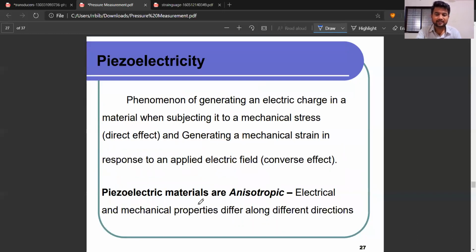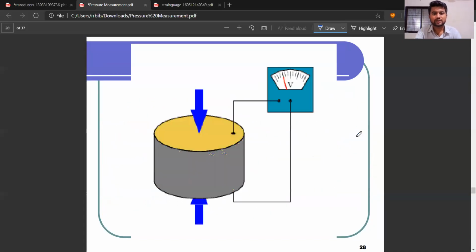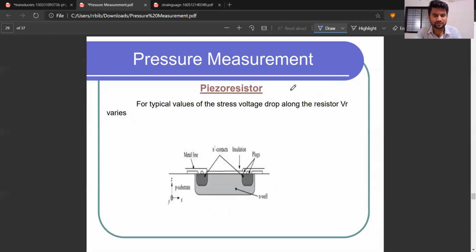Piezoelectricity, as we already know, uses a piezoelectric crystal, which is a quartz crystal. That typical crystal will directly give you the output voltage V, an electric quantity, whenever you apply pressure on it. That is the piezoelectricity. Whenever you apply pressure to this piezoelectric crystal, you get the voltage, which is what we want. That's why it is called an active transducer.